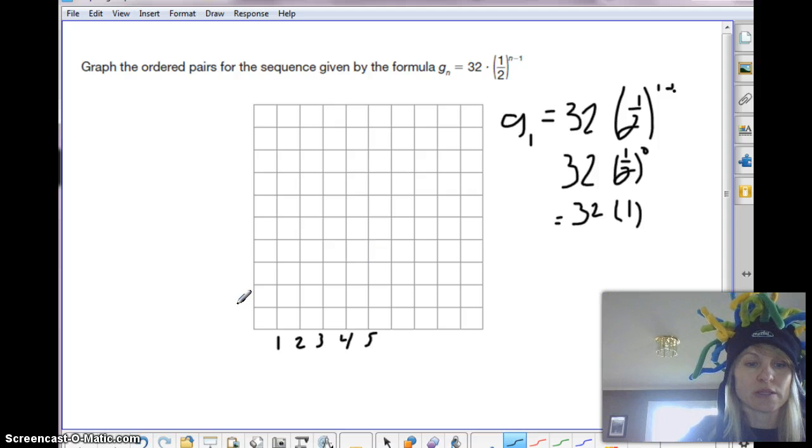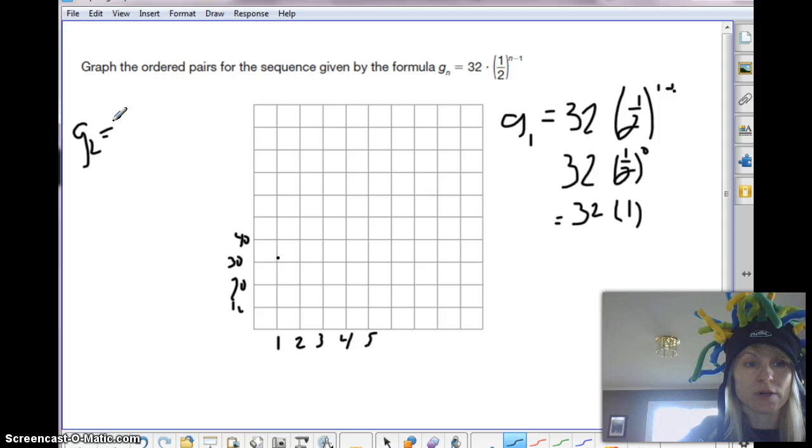So maybe I'll go by tens. 10, 20, I wish my little board thingy was working because this is hard. 30, 40. So the first one's 32, right about there. So then we're going to do the second term. So we want to find g sub 2.